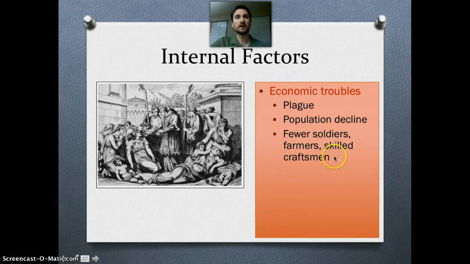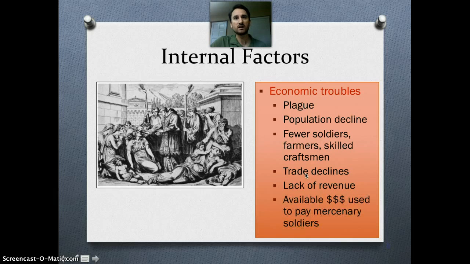Farmers are going to be killed. Craftsmen are going to be killed. People that are the backbone of the economy. You're going to have less food to feed people. You're going to have a decline in trade as manufacturing suffers. You're going to have less revenue coming in. There's less money. The money that is available is going to be used to pay soldiers. We call those mercenary soldiers. The sad fact is that many of them became German barbarians, became mercenary soldiers.